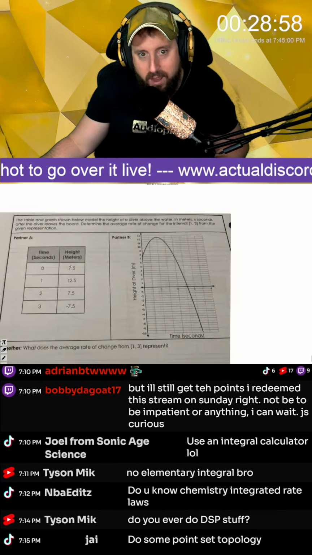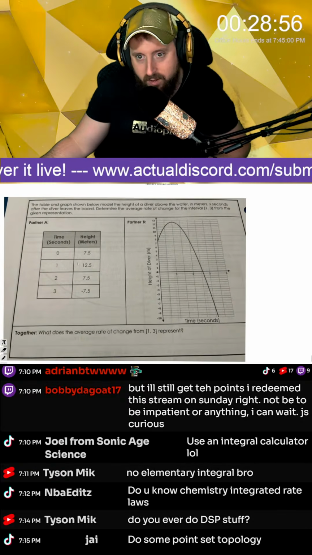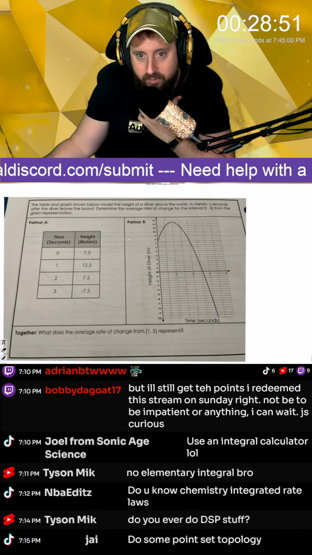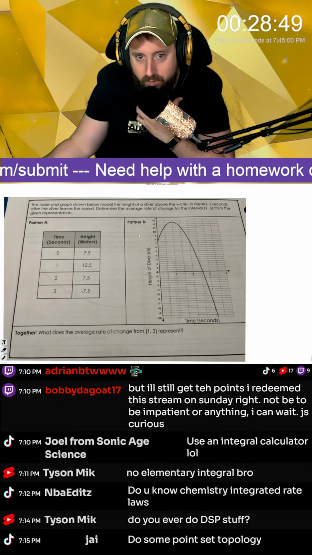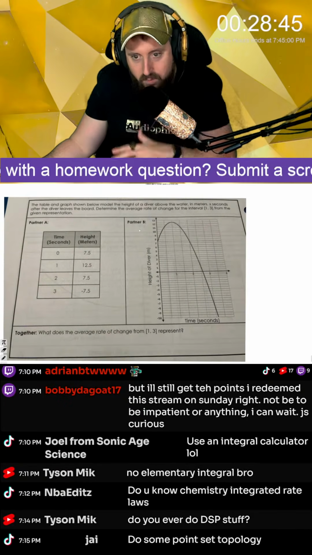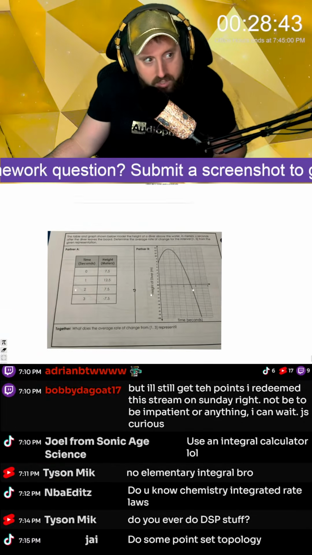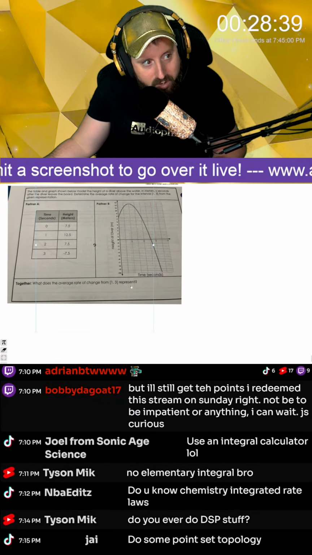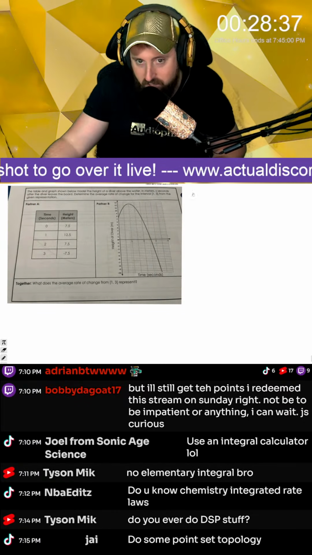The table and graph shown below model the height of a diver above the water in meters x seconds after the diver leaves the board. Determine the average rate of change for the interval 1 to 3 from the representation. Cool. Okay. So average rate of change.